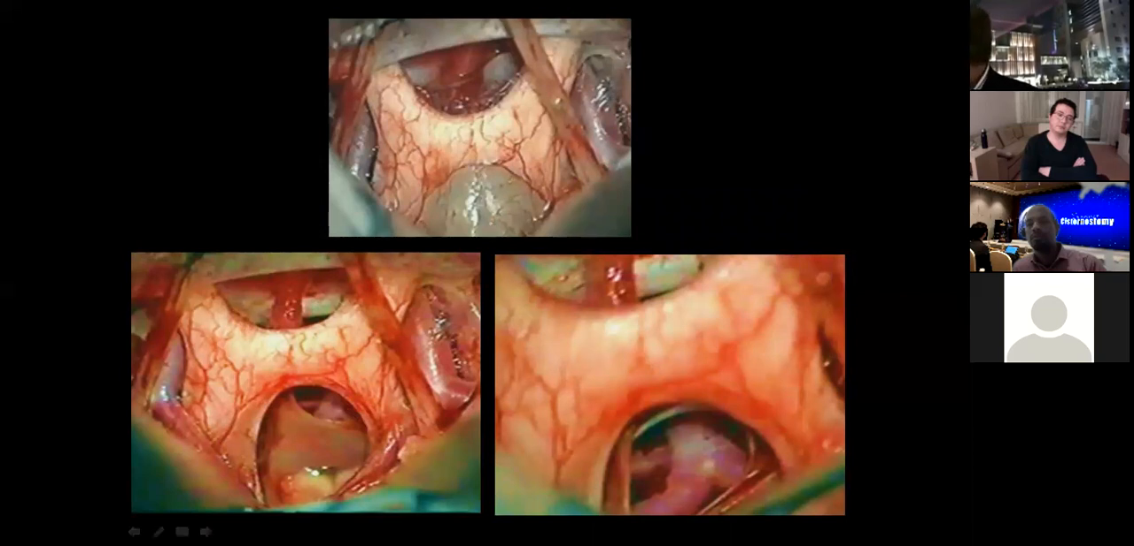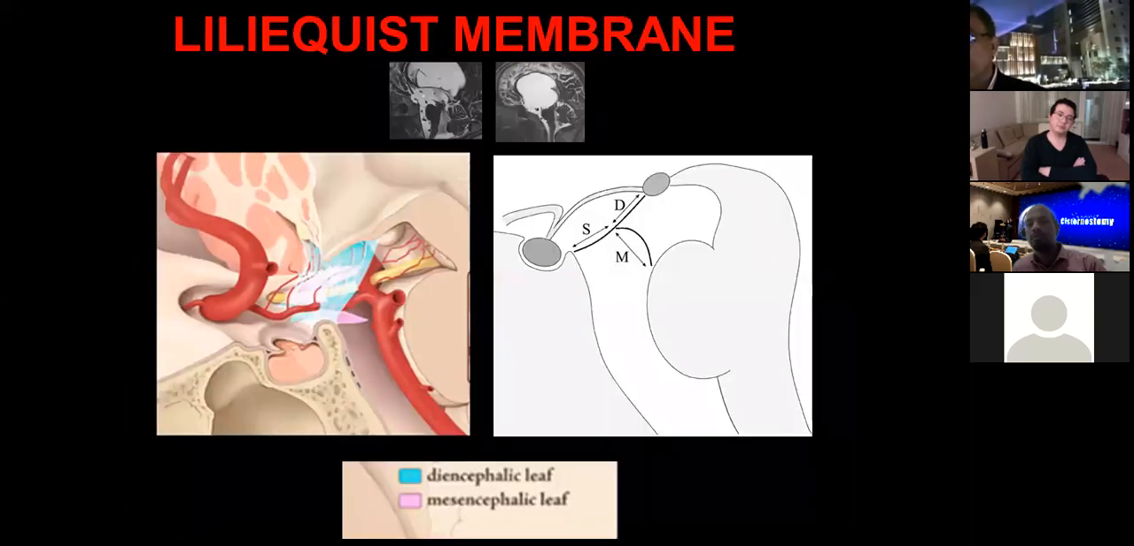So if we look here, this is the right optic nerve, left optic nerve, optic chiasm, right optic tract, left optic tract, and the tumor is presenting through the lamina terminalis. And look at the view here after the section, you will see the basilar artery in the depth of the wound. And a piece of anatomy here about the Liliequist membrane.